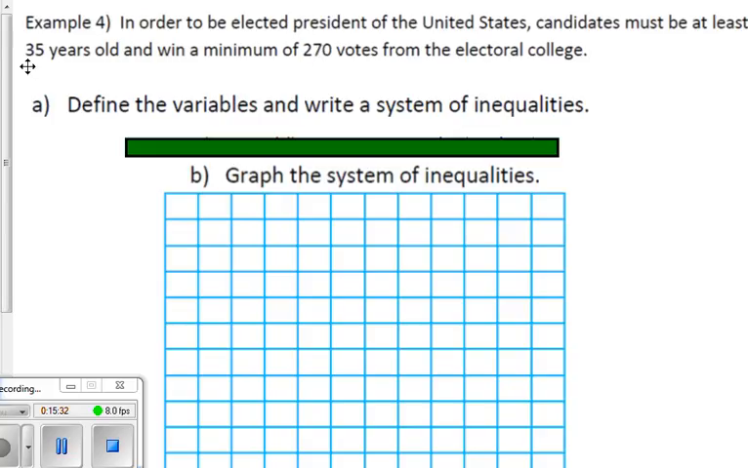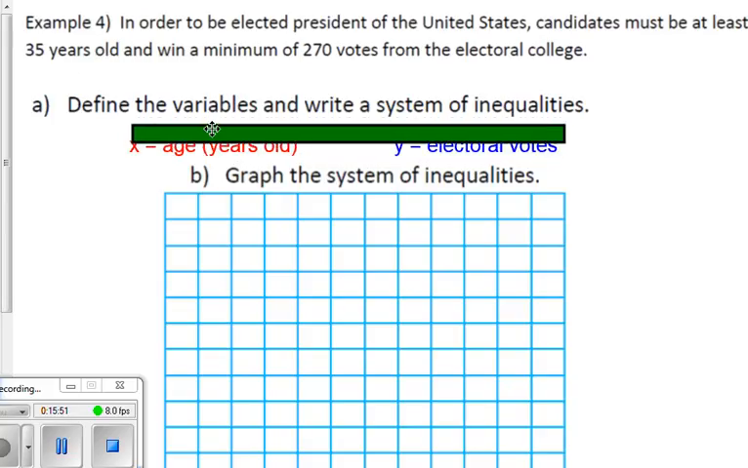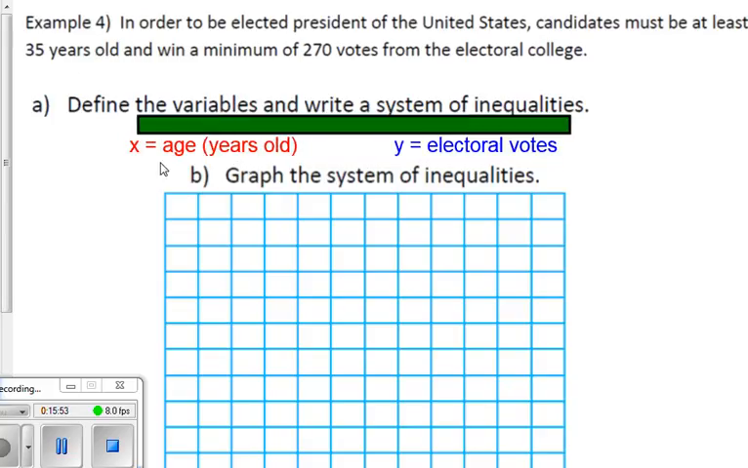Okay, so if we need at least 35 years old and win a minimum of 270 votes from the Electoral College, that means you can be 35, you can be 36, you can be 37, you can be 38, you can be 104, but you can't be anything less than that. So 34, 33, 21, 18, none of those would work. So first off, let's define our variables, x being our age, y being how many electoral votes you get. So the first part of our inequality would be that x, your age, needs to be greater than or equal to 35.